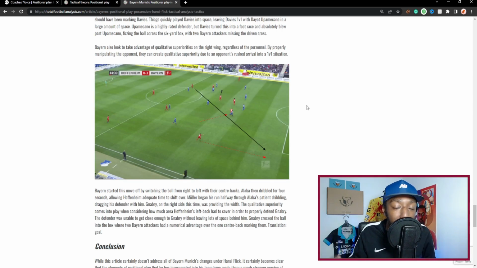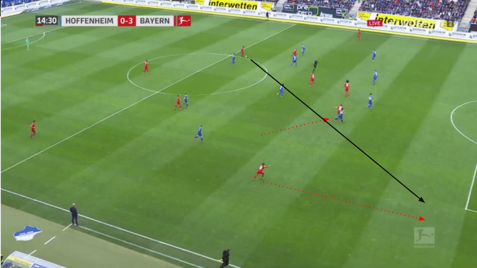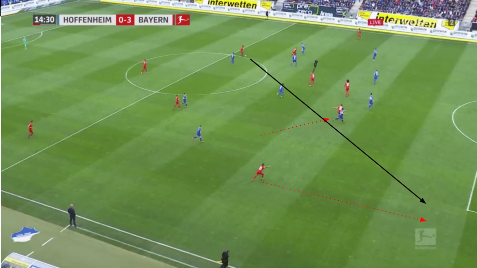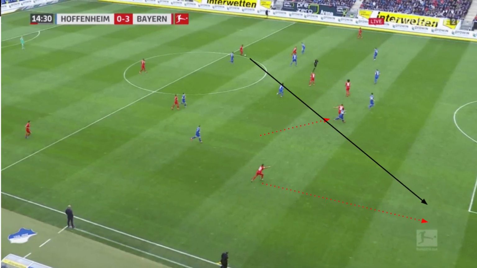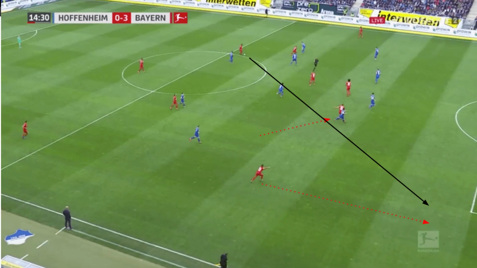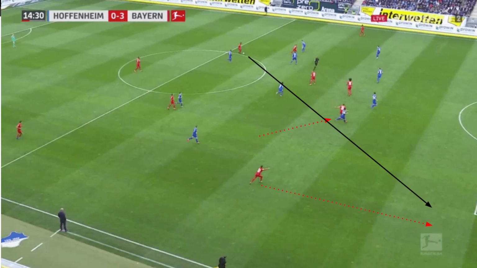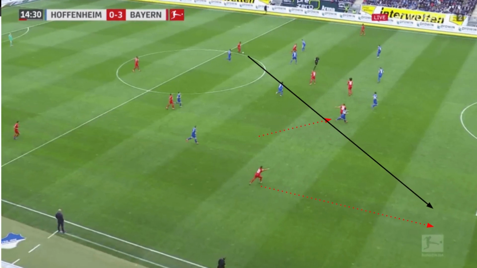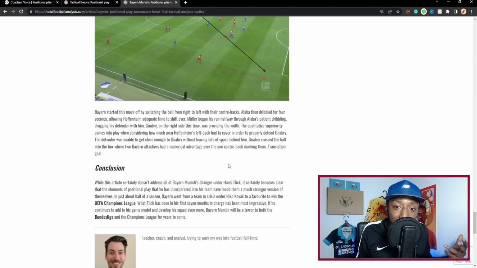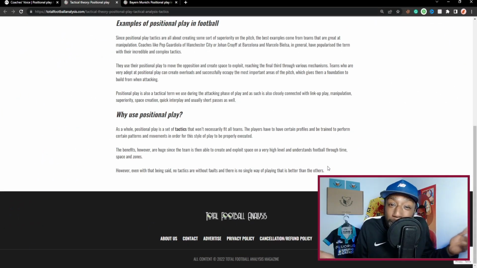Bayern also looked to take advantage of qualitative superiorities on the right wing, regardless of the personnel. Muller began his run halfway through Alaba's patient dribbling, dragging the defender with him. Gnabry on the right this time was providing width. The qualitative superiority comes into play when considering how much area Hoffenheim's left back had to cover in order to properly defend against Gnabry. The defender was unable to get close enough to Gnabry without leaving lots of space behind him. Gnabry crossed the ball into the box where 2 Bayern attackers had a numerical advantage over 1 centre-back marking them. Transition, goal. Now, why use positional play in the first place?